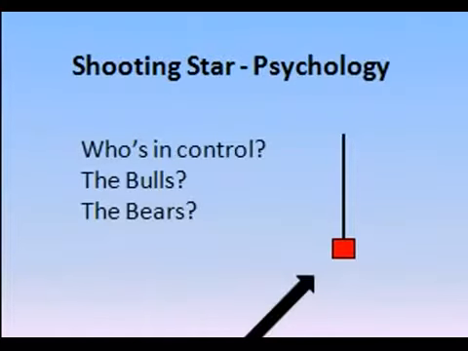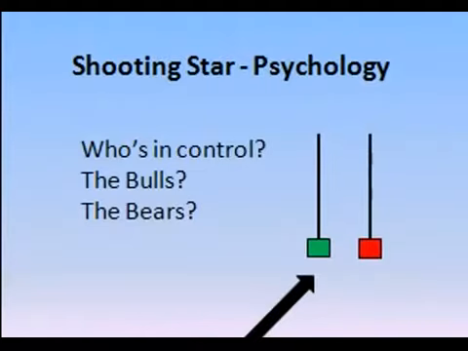Let's look at the psychology of the pattern now to see who is in control, the bulls or the bears. The bulls continue the uptrend by gapping the price up at the open and then driving it to new highs. Realize that at this stage the candle is a large green candle and everything is looking bullish. However, at this stage the bears then fight back strongly and drive the price back down to the close. Higher prices are rejected.